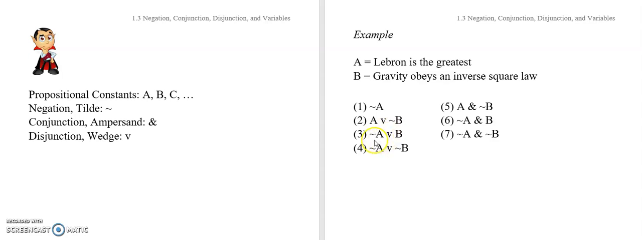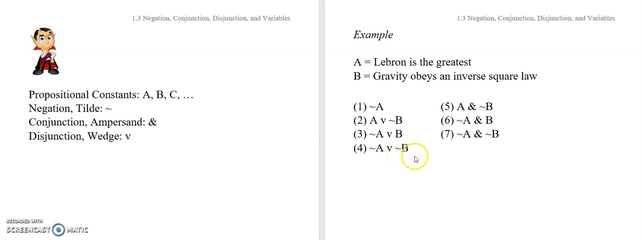Contrastively, 3 says either A is false or B is true. Alternatively, either it's not the case that LeBron is the greatest or gravity obeys an inverse square law. Similarly, 4 says either A is false or B is false. At least one of A and B is false. So either LeBron is not the greatest or gravity does not obey an inverse square law.